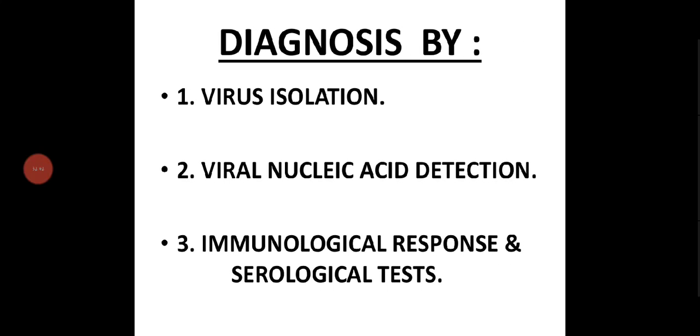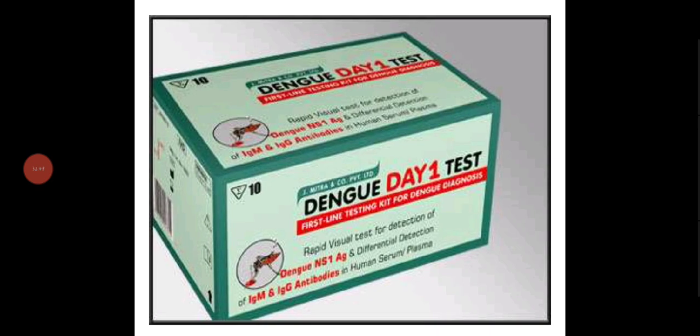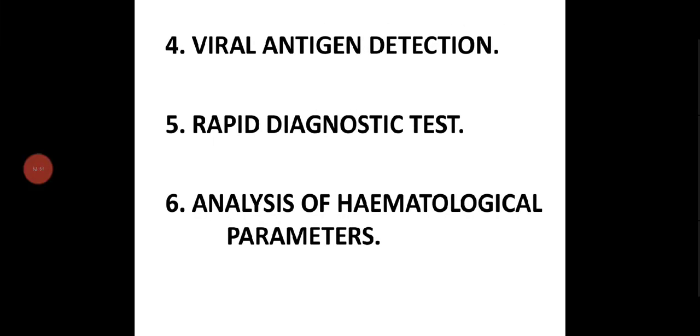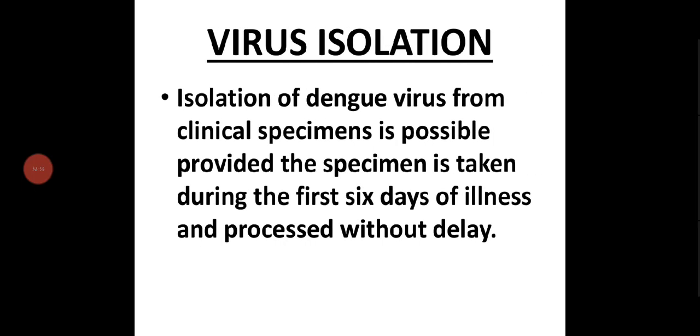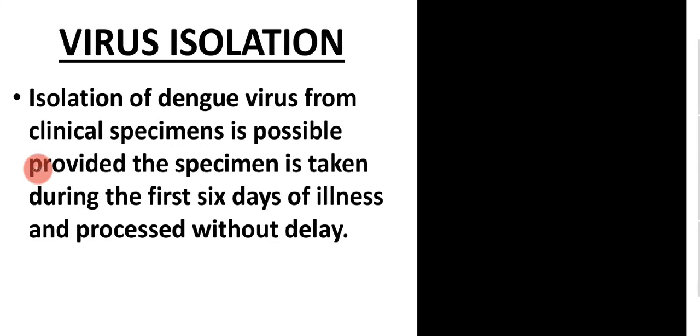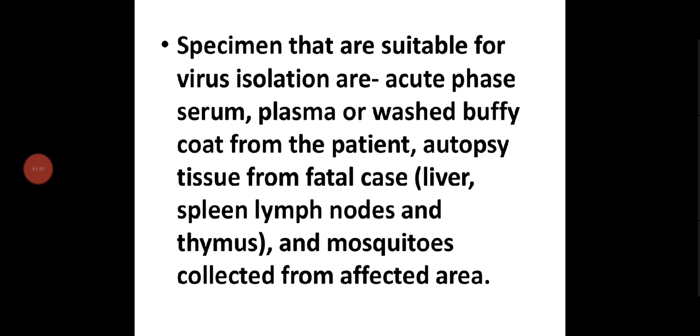Diagnosis can be done by virus isolation, viral nucleic acid detection, immunological response in the serological test, viral antigen detection, rapid diagnostic test, and analysis of hematological parameters. Virus isolation is possible provided the specimen is taken during the first 6 days of illness and processed without delay. Specimens suitable for virus isolation are acute phase serum, plasma or washed buffy coat from the patient, and autopsy tissue from a fatal case.